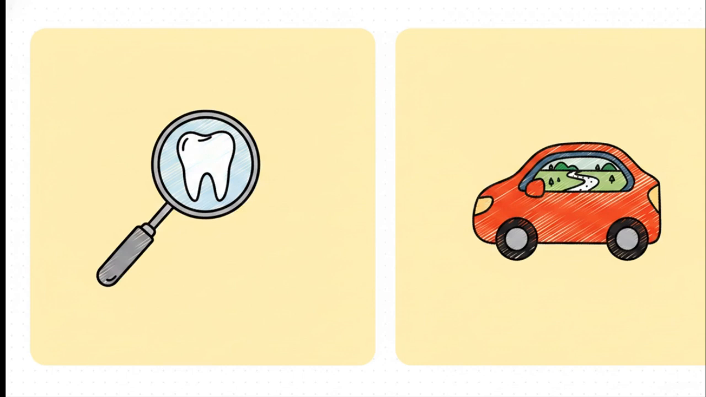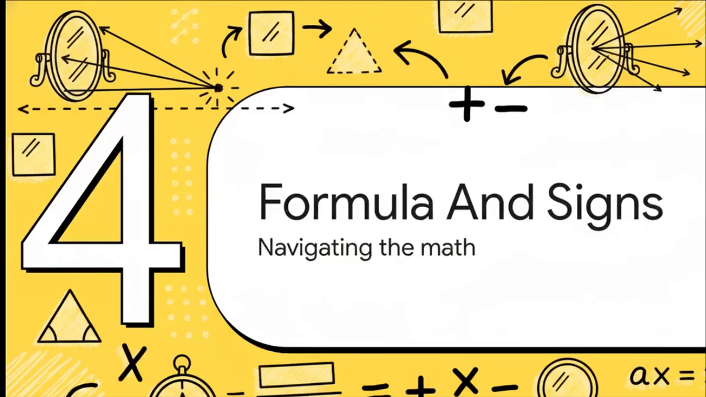Convex mirrors, on the other hand, always make things smaller and upright no matter what. That is why they are strictly used for car rear view mirrors. They take a huge, wide area of the road behind you and shrink it down so the driver can see absolutely everything safely.